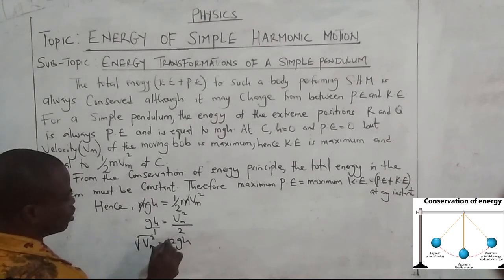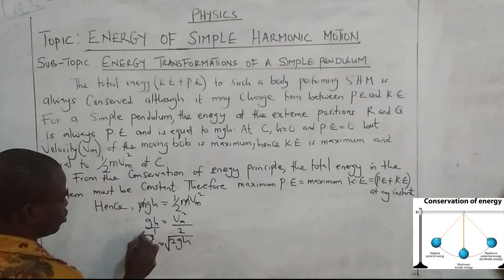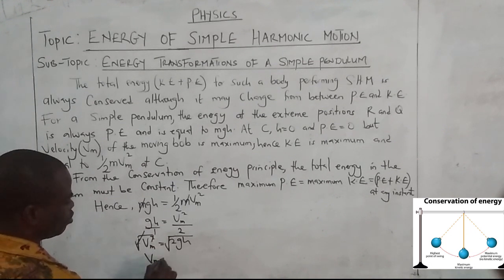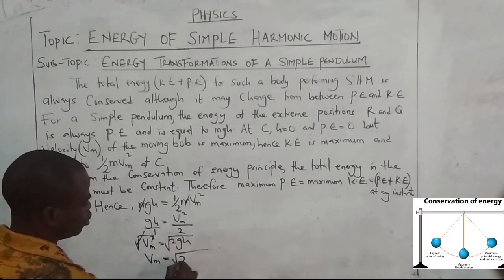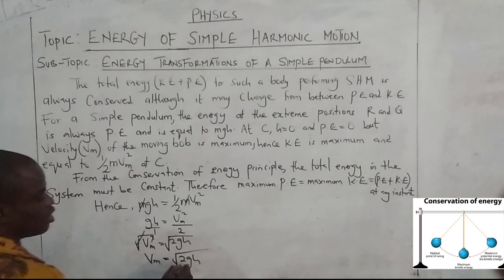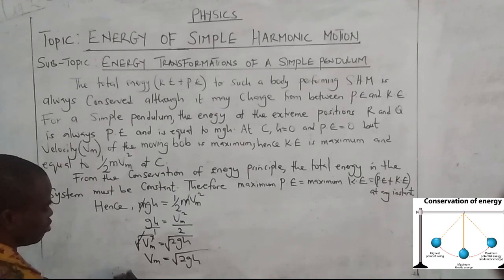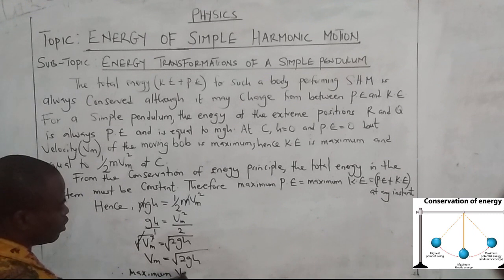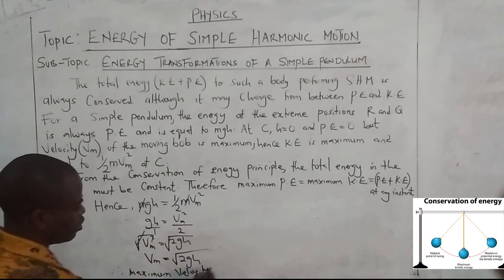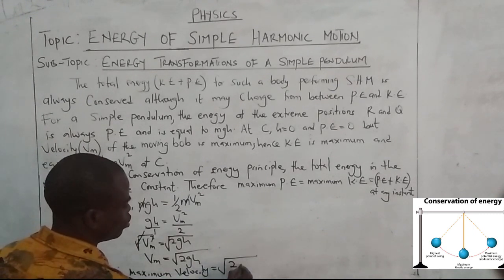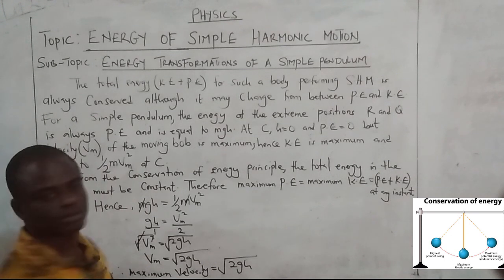Find the square root of both sides. So you cancel the square. Vmax equals square root of 2gh. When you are given gravity and h, you can still make use of Vm. Therefore, maximum velocity equals square root of 2gh.